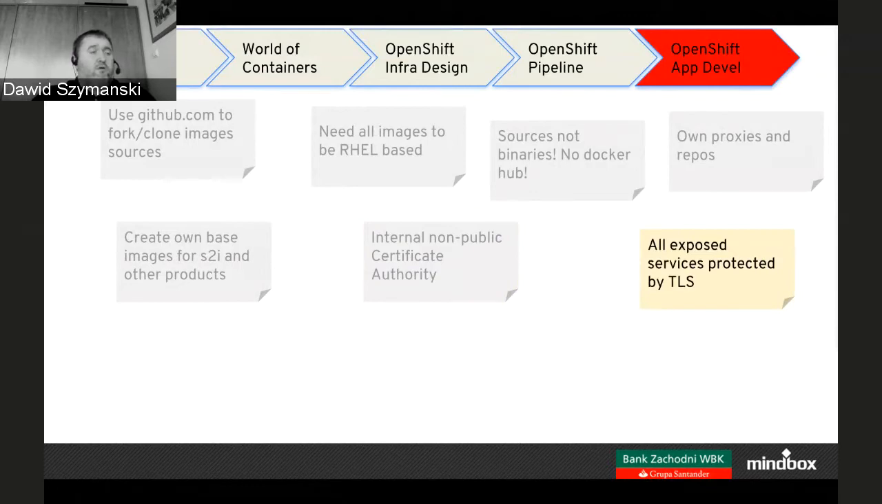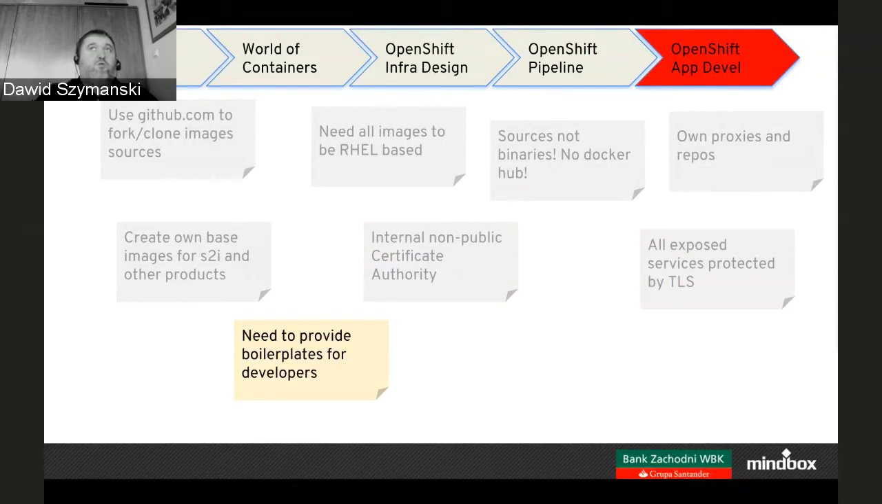We have all our services protected by TLS. This is also something I mentioned before. And once again, Docker Hub images, not all of them support it. And to be honest, almost none of them support this out of the box. So we need to make changes in these images. We need to provide a boilerplate for developers.